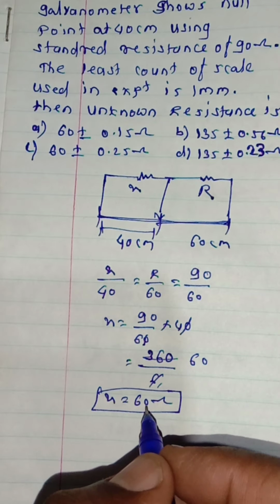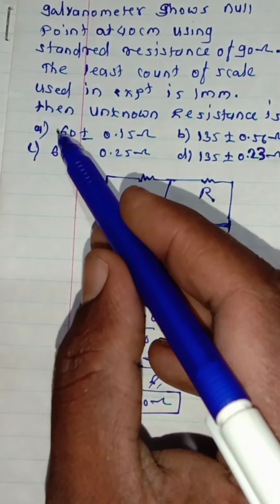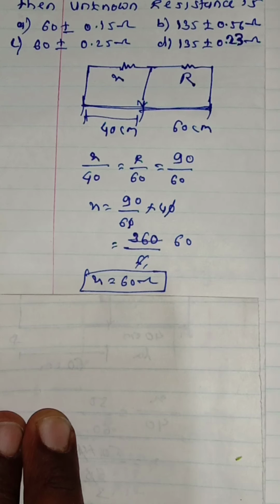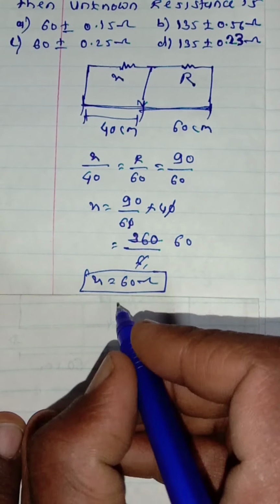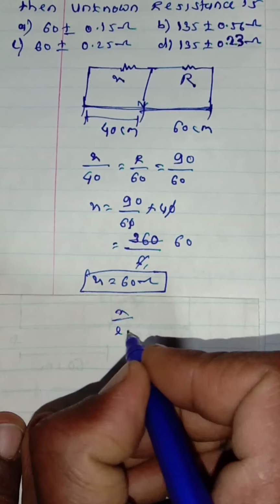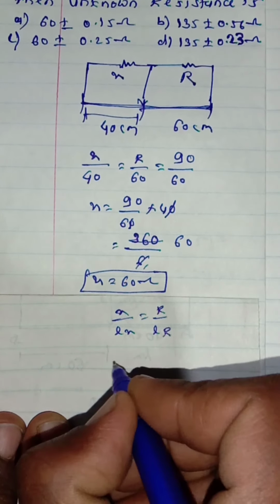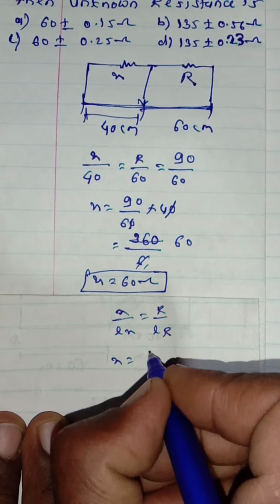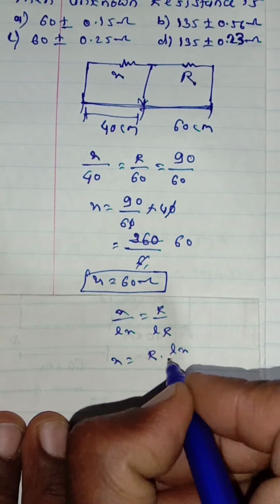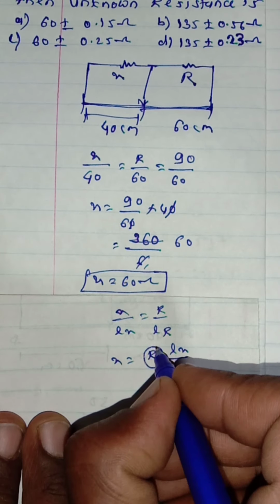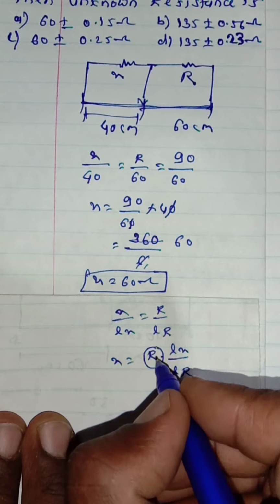We have two options, option A and option C. We want to find the error. By using the error formula we can solve the remaining problem, but the basic formula is x divided by Lx is equal to R divided by Lr. Okay, then x becomes R into Lx divided by Lr. The value of R is fixed, that is 90 ohm. Okay, there is no error.